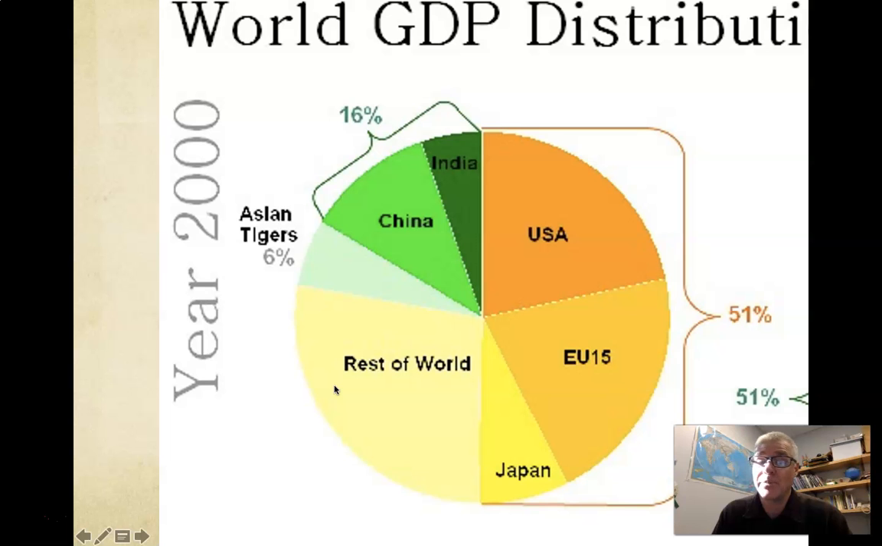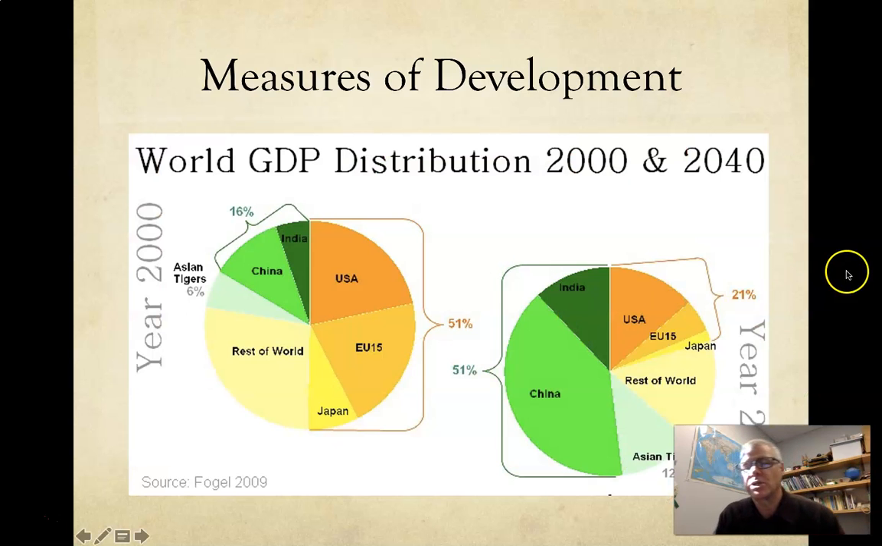But this is shifting rapidly. So this is 2000. The estimate is that by 2040, this is what it's going to look like, where the US, Europe, and Japan actually have less than a quarter of the world's economy, and China and India will flip from being 16% to being close to 50%. So you're seeing a big shift right now in the global economy, and of course the way the pandemic plays out will affect this as well.